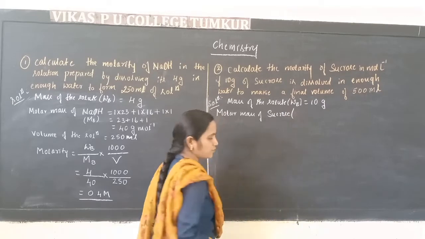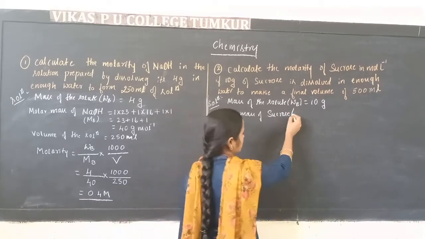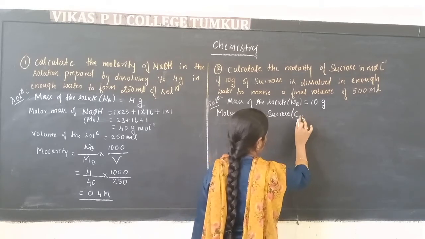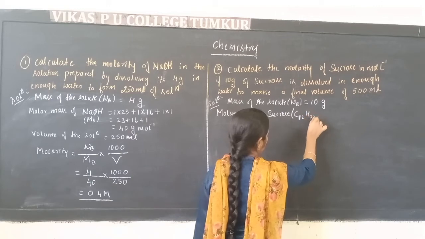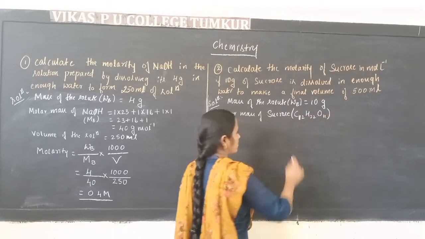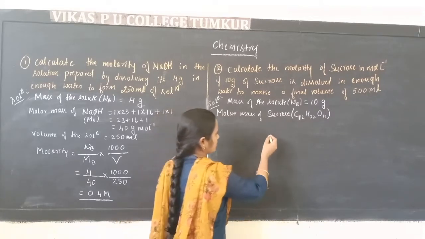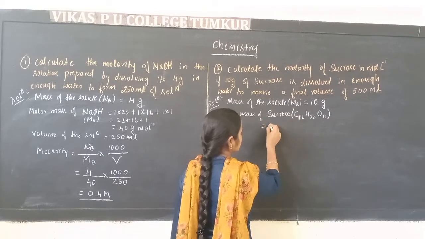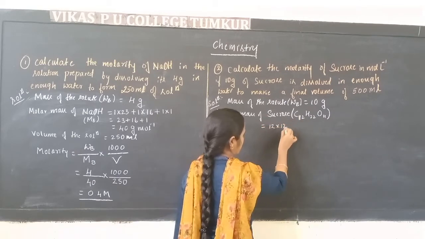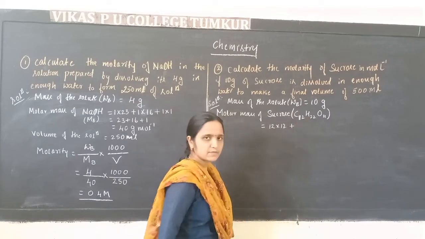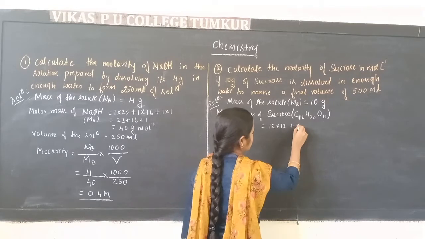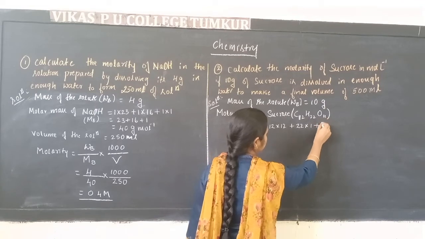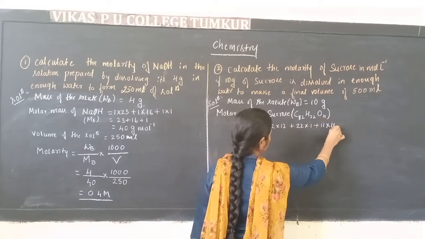For the molar mass of sucrose, you should know the molecular formula. What is the molecular formula for sucrose? That is C12H22O11. Now we are going to find the molar mass of sucrose. How many carbon atoms? 12, so 12 into 12, plus the number of hydrogen atoms is 22, that is 22 into 1, plus the number of oxygen atoms is 11, that is 11 into 16.